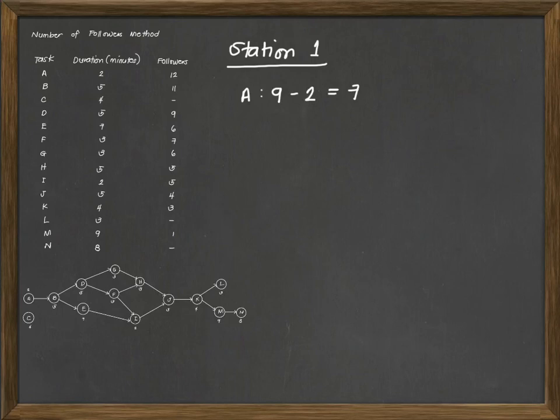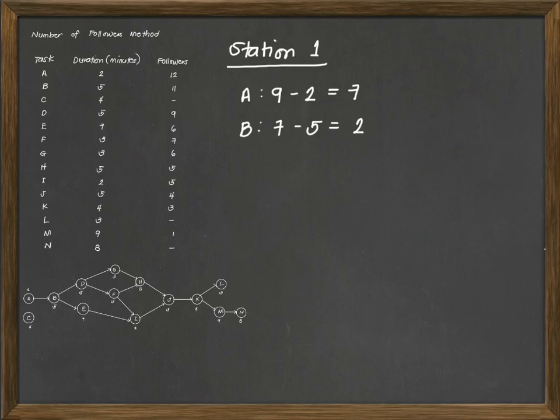Next task na may pinakamaraming followers ay si B. Now, si B in our diagram, kailangan niya si A para siya ay magsimula. So, since A is already in station 1, we can proceed with putting B on the first station as well. So, we have B, and then 7 yung available time, and then 5 minutes yung task time ni B. So, minus 5, and that will give us available minutes of 2.